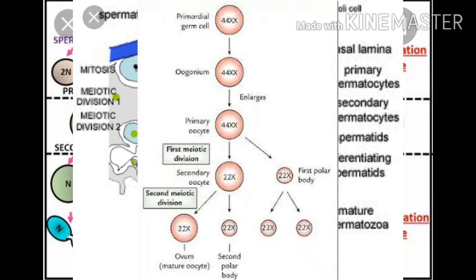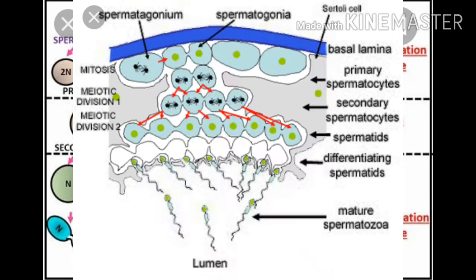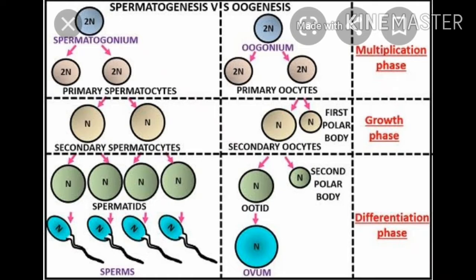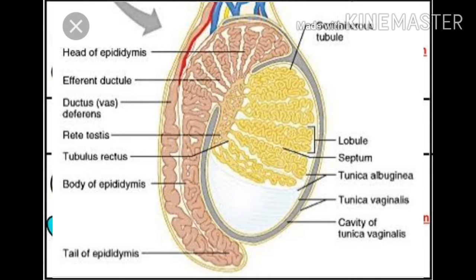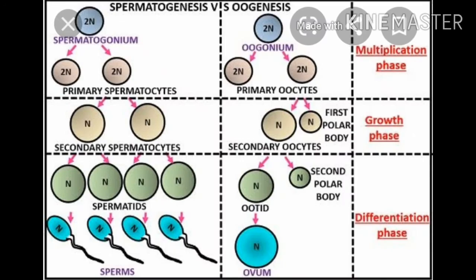Now I am talking about spermatogenesis. Spermatozoa are produced in the seminiferous tubules of the testes. This process includes two stages. Number 1, formation of spermatid. Number 2, metamorphosis of spermatid. Number 1, formation of spermatid.